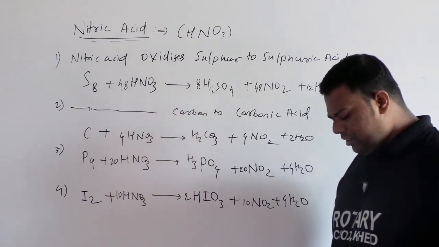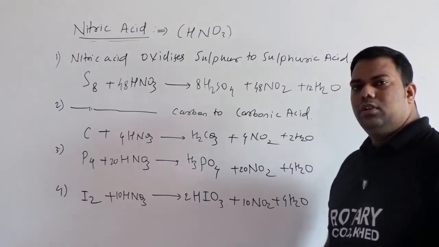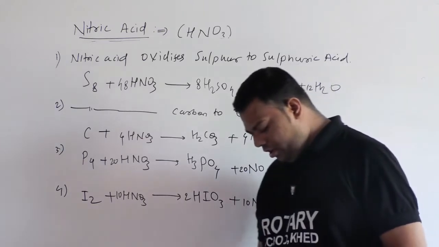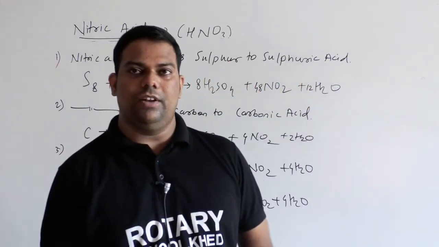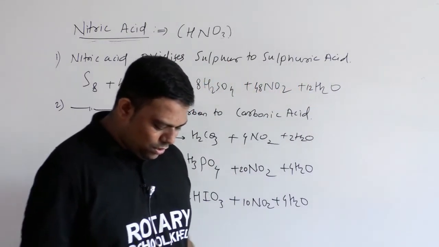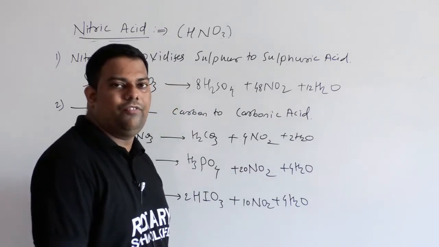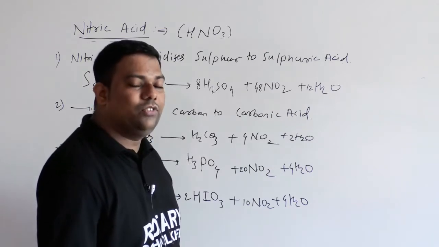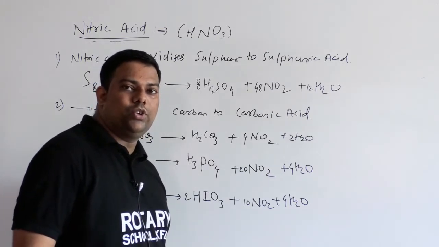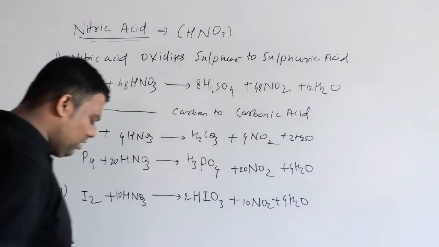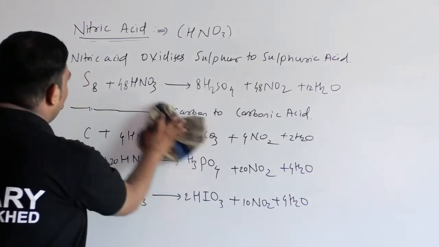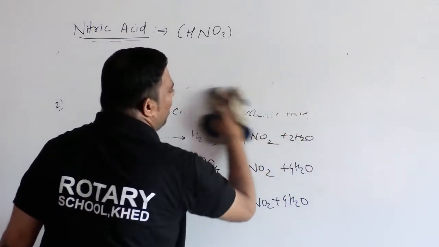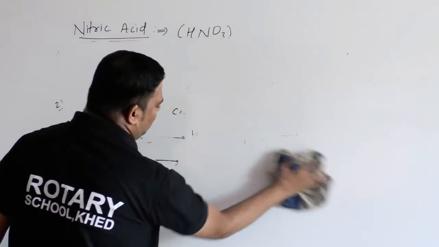Now this nitric acid has the capacity to convert ferrous sulfate into ferric sulfate also. Ferrous sulfate, as you know, is FeSO4, and ferric is Fe2(SO4)3. Understood? So it is all about the chemical reactions part.